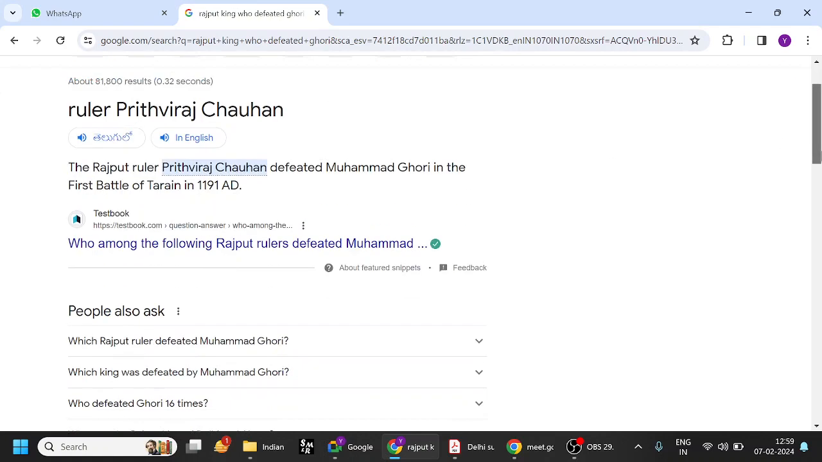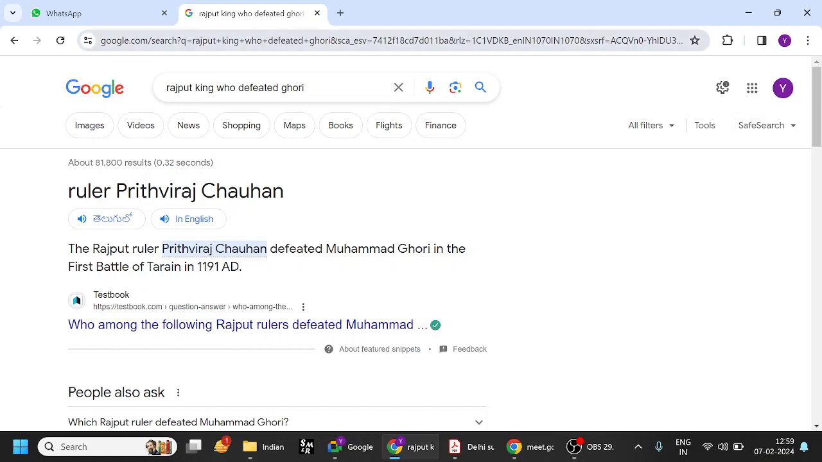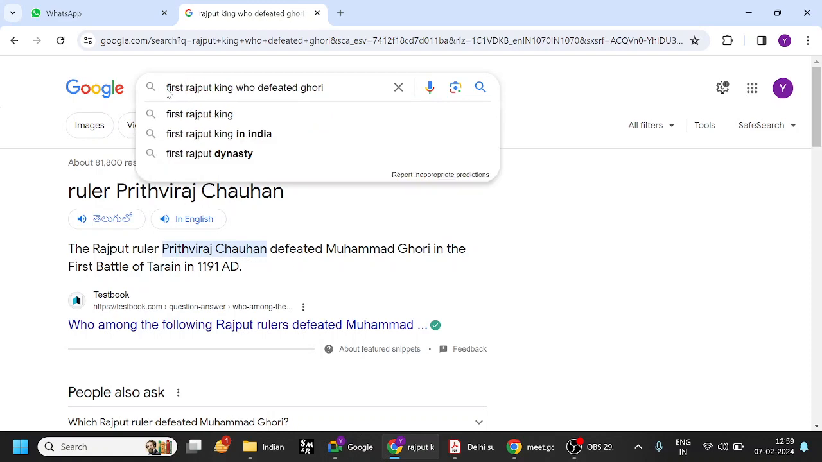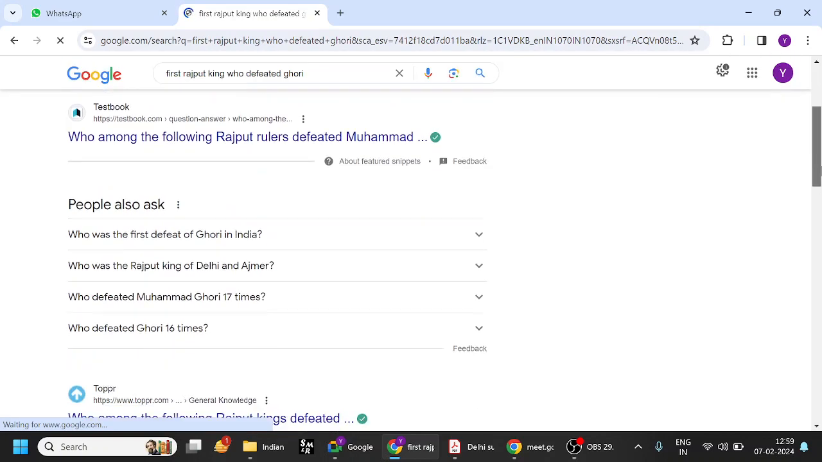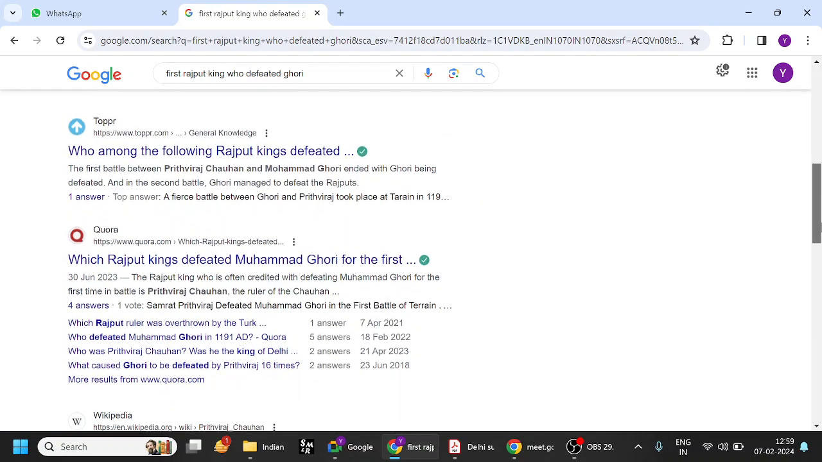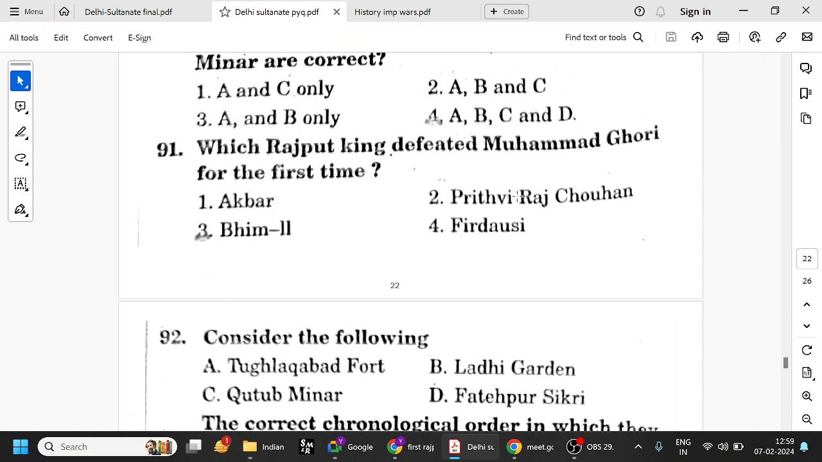That is very standard. But let us see. First Rajput king. Okay, Prithviraj Chauhan only is the standard one. Try to remember that only. Don't remember anything else. Prithviraj Chauhan defeated Muhammad Ghori in the Battle of Tarain in 1191. Okay, in 1192, in the Second Battle of Tarain, Muhammad Ghori defeated Prithviraj Chauhan. All those are very important.